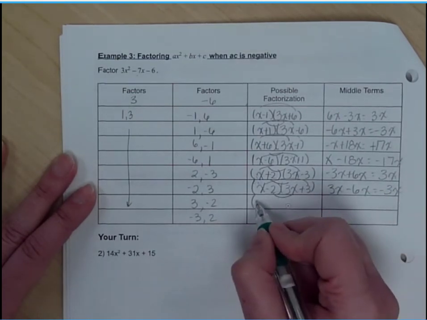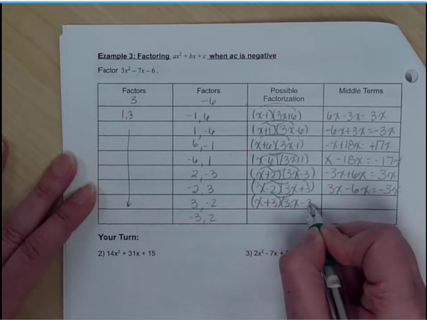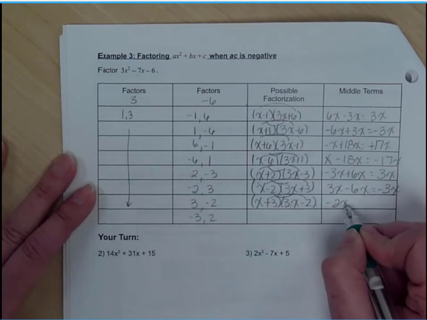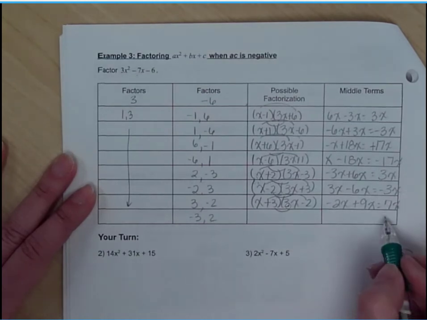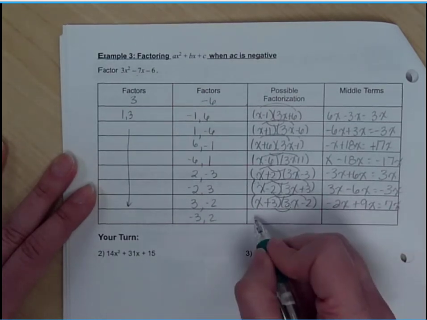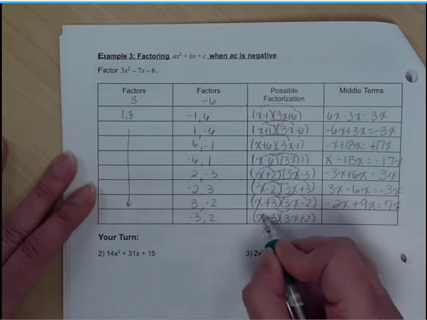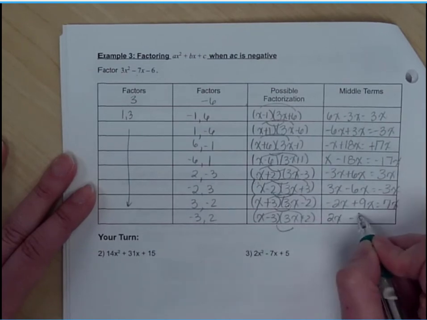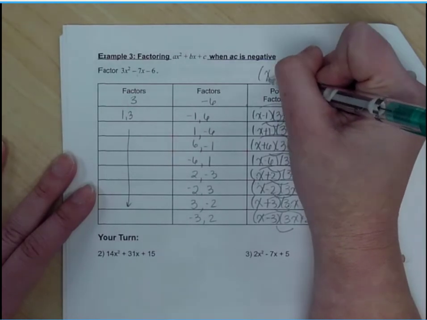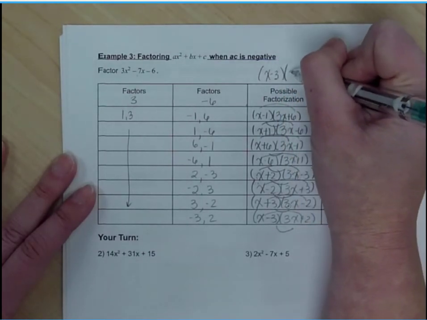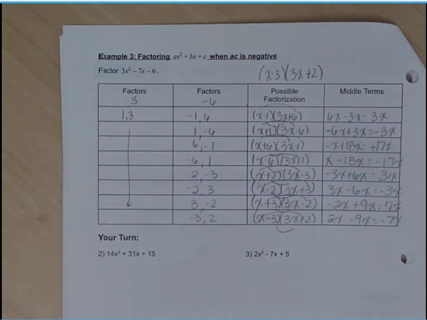Well, I know I'm down to my last two here, so let's see, hopefully. So x plus 3, 3x minus 2, so that gives me negative 2x plus 9x equals 7x. So I know this next one's going to work because these two are going to be switched, but let's just keep going. So x minus 3, 3x plus 2, so that's 2x minus 9x, which equals negative 7x. So my solution here is x minus 3 times 3x plus 2. So sometimes it is a little bit of work here, but that's okay.